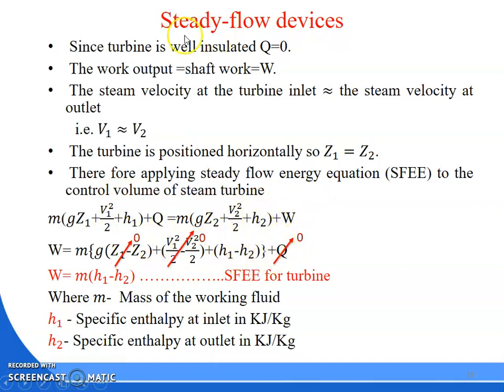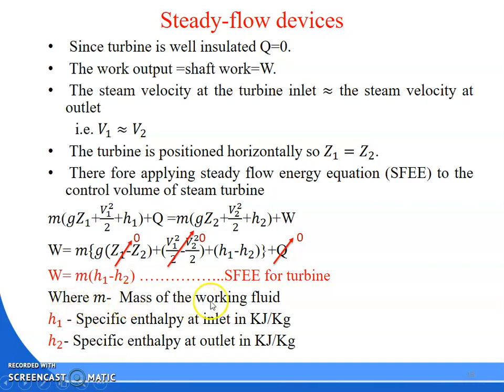Plus Q. Now you know the conditions we have. Insulated means Q is equal to 0. V1 is approximately the same as V2, so V1 square by 2 minus V2 square by 2 is 0. If Z1 is equal to Z2, then Z1 minus Z2 is equal to 0. So what do we get? W is equal to m into (H1 minus H2). That is the steady flow energy equation for the turbine.